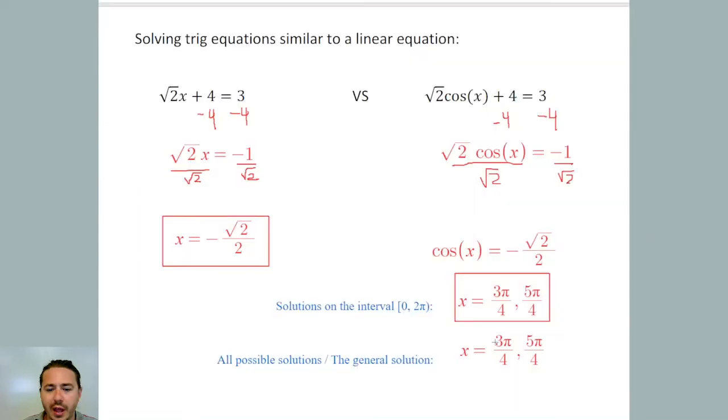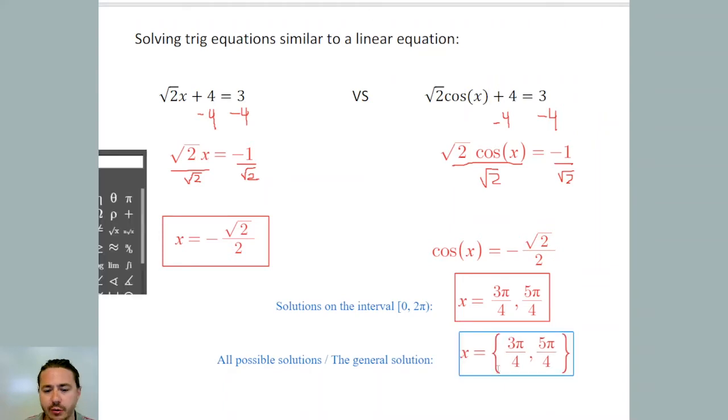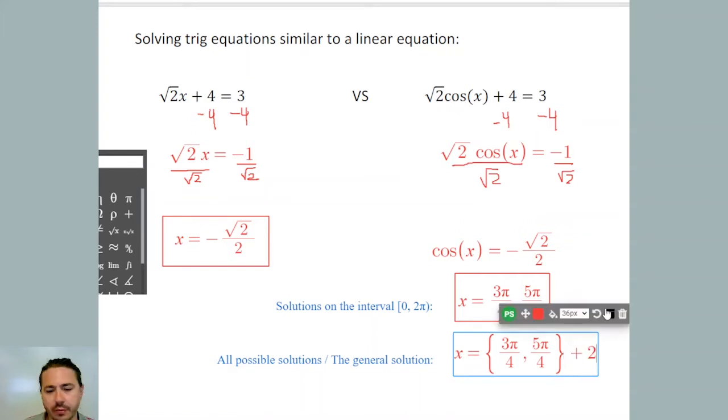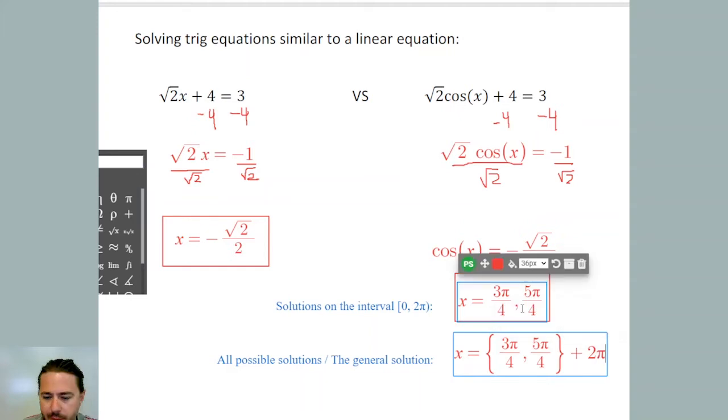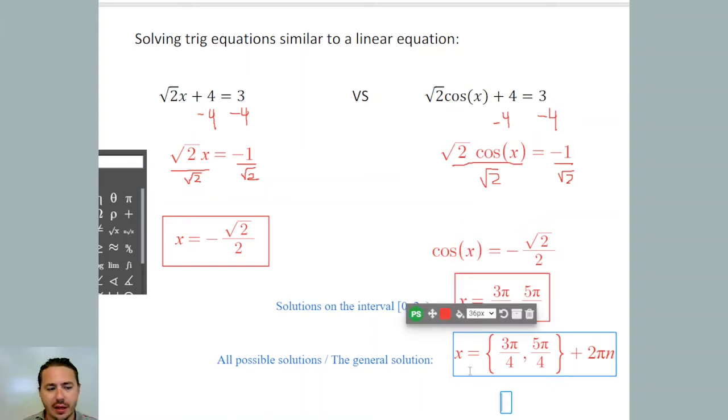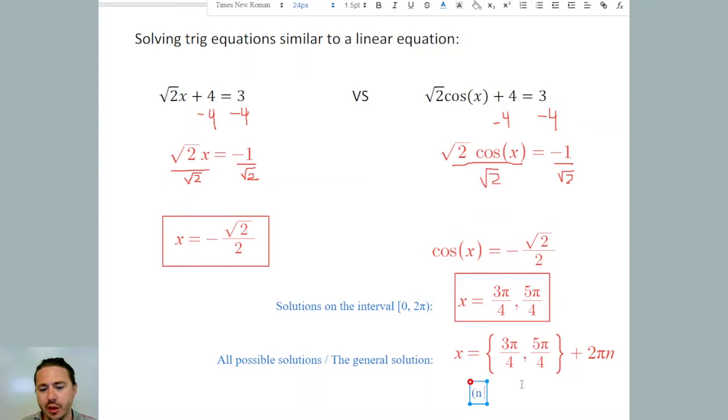So the way to write this is to put both of these in set brackets and say, okay, both of these are solutions. And to get more solutions, I'm going to add 2 pi, but not just 2 pi, because that's only going to give me one more set of solutions. I'm going to write 2 pi n, the implication being that n could be any integer.